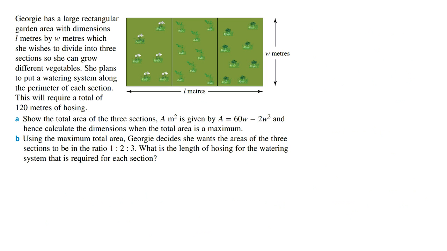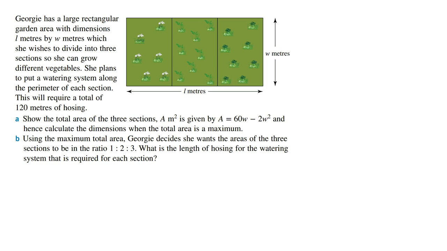Part B. Using the maximal total area, Georgie decides she wants the areas of the 3 sections to be in the ratio 1 to 3. What is the length of hosing for the watering system that is required for each section? We just worked out that the maximum area of the garden will happen when the width of the garden is 15 meters and the length is 30 meters.